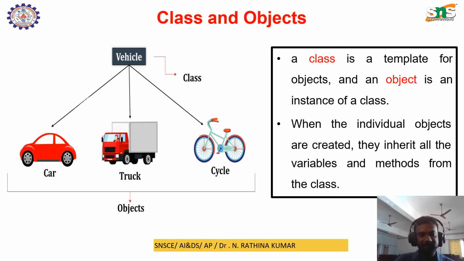This is a very simple example for a class and object. Vehicle is considered a class, and then car, truck, cycle all come under the vehicle category. So vehicle is a class, and the objects are car, truck, cycle. That's all. This is a very simple real-time example for class and object.